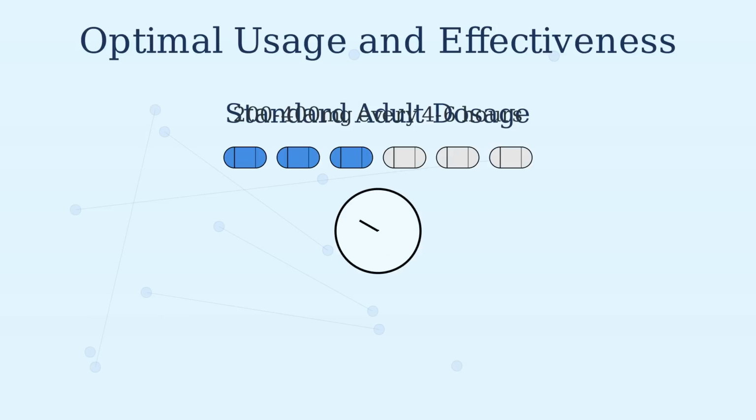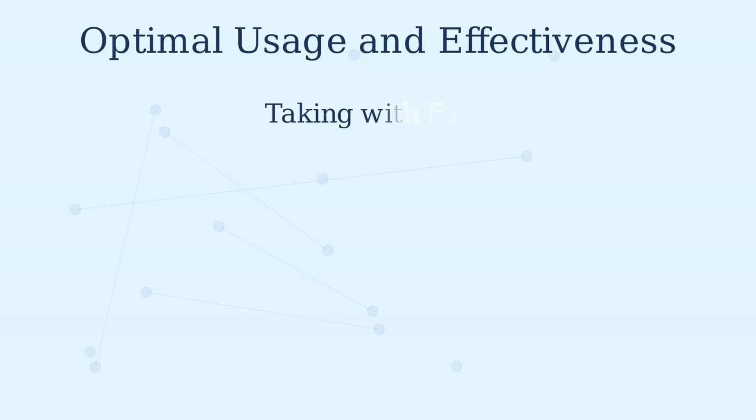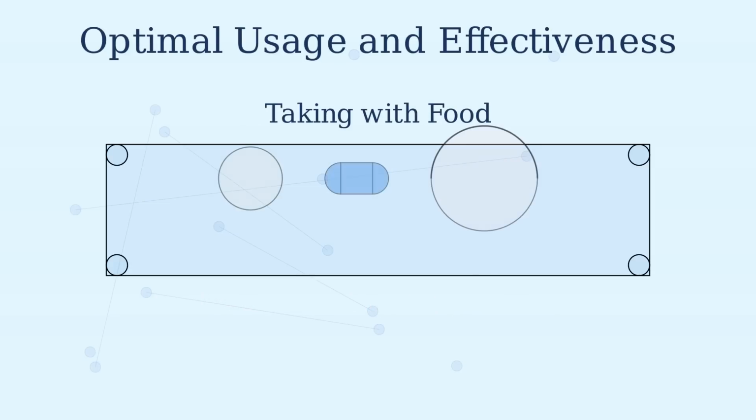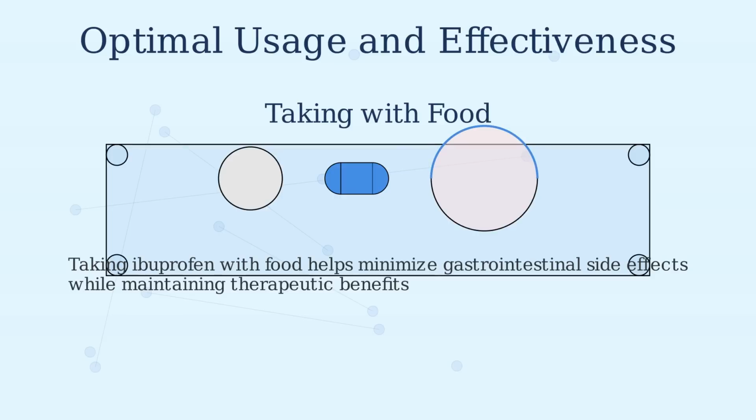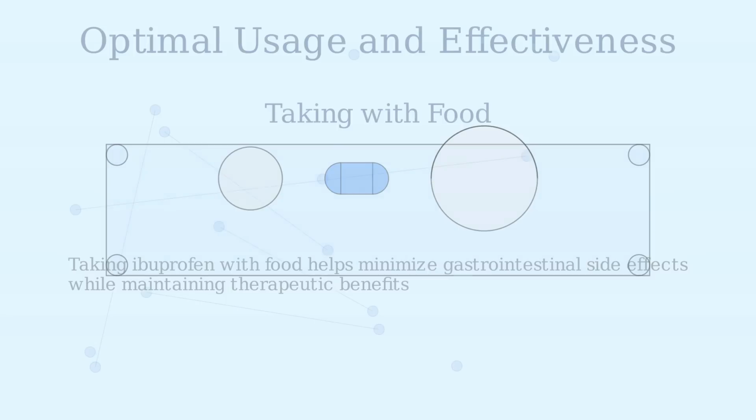It's important to space doses properly, allowing at least 4 hours between doses. For over-the-counter use, do not exceed 1,200 milligrams daily unless directed by a healthcare provider. Taking ibuprofen with food or milk can help minimize gastrointestinal side effects. This protective approach helps maintain the drug's therapeutic benefits while reducing the risk of stomach irritation and ulcers. Understanding the optimal usage of ibuprofen ensures you get the most benefit with the least risk.